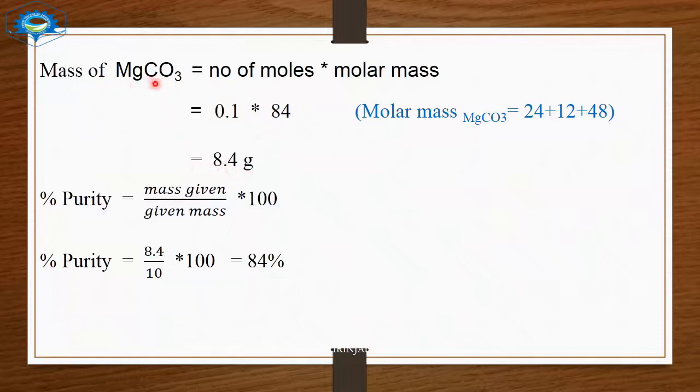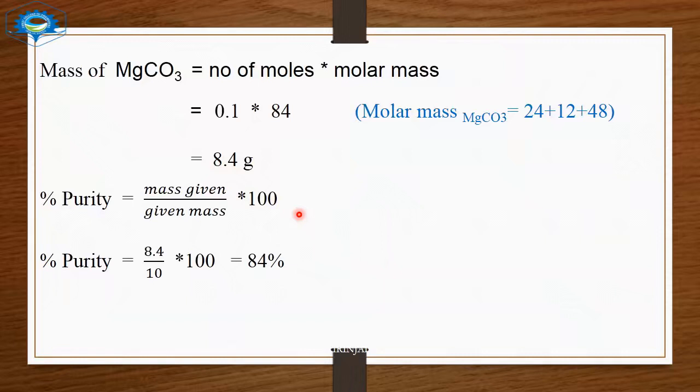So we found the mass of magnesium carbonate, and from this mass, percentage of purity is equal to mass found divided by given mass into 100. Mass we found is 8.4. The given mass in the problem is 10 gram. So 8.4 divided by 10 gram into 100 is 84. This is our answer, 84.